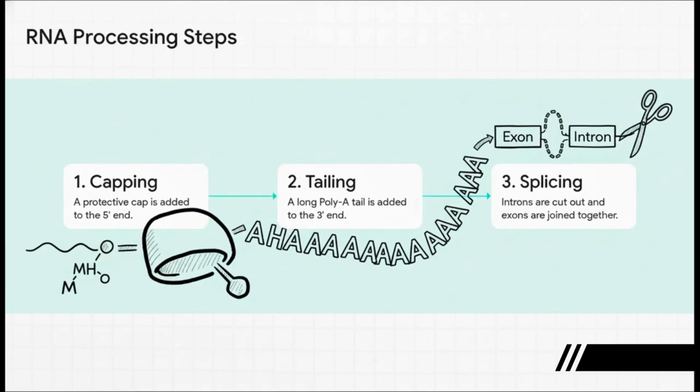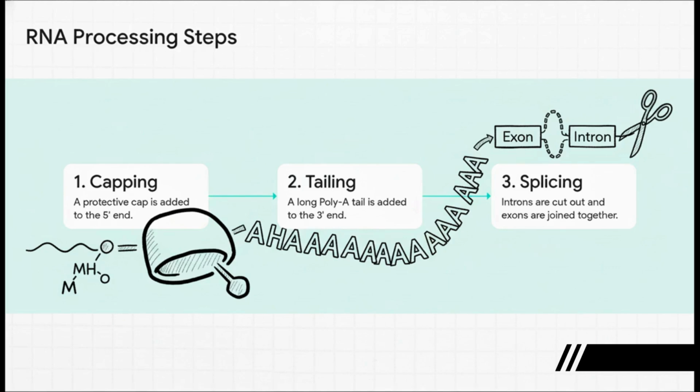And here it is, the full editing checklist. The order here is absolutely critical for your exam, so pay attention. First, at the very front of the RNA, the 5' end, a protective cap is added. We call this capping. Second, at the back end, the 3' end, a long tail of adenine bases gets added. This is called a poly-A tail, or tailing. Finally, the introns get cut out and the exons get joined together.